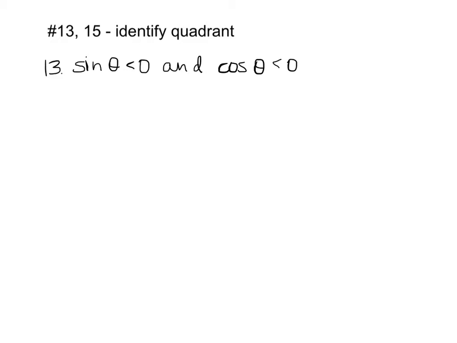Okay, so for numbers 13 and 15, they both have the same type of problems. We're just trying to state the quadrant in which theta lies. Now, you can do this just by thinking about x's and y's and trying to locate it that way, or you can think back to that nice little chart we talked about on Friday, or the mnemonic on how to remember what's positive where. And if you remember, we put the A in the first quadrant. That represented all, so everything is positive in the first quadrant.